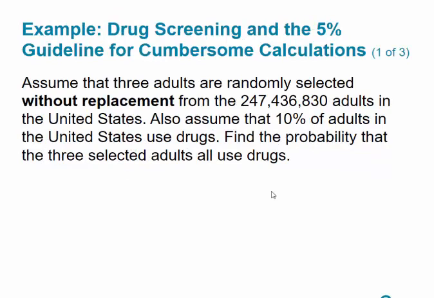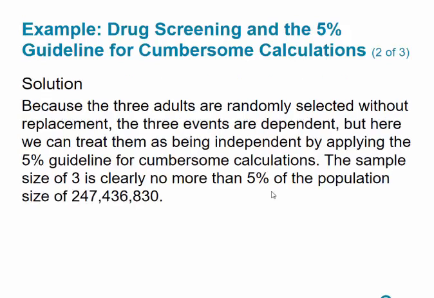So assume that 3 adults are randomly selected without replacement from the 247,436,830 adults in the United States. Also assume that 10% of adults in the U.S. use drugs. So find the probability that the 3 selected adults all use drugs. Because the 3 adults are randomly selected without replacement, the 3 events are dependent. But here we can treat them as being independent by applying the 5% guideline for cumbersome calculations. So the sample size of 3 is clearly no more than 5% of the population of almost 248 million.